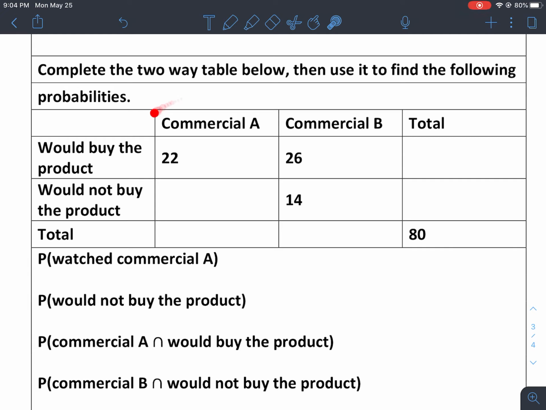So, let's start with completing this two-way table. Maybe you're a marketing company and you're running some commercials, commercial A and commercial B. You have 80 people who watch the commercial, and you ask which of you would buy the product based on the commercial, and which would not. So you're trying to compare the effectiveness of the commercials. Total who would buy the product based on either commercial is 22 plus 26, or 48.